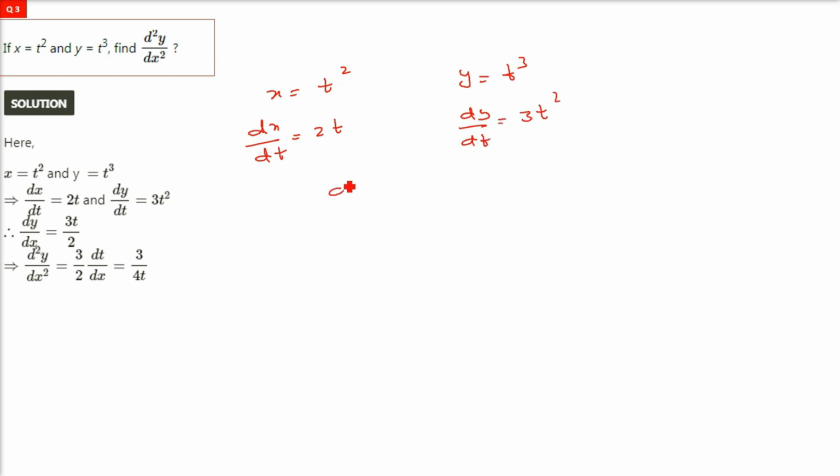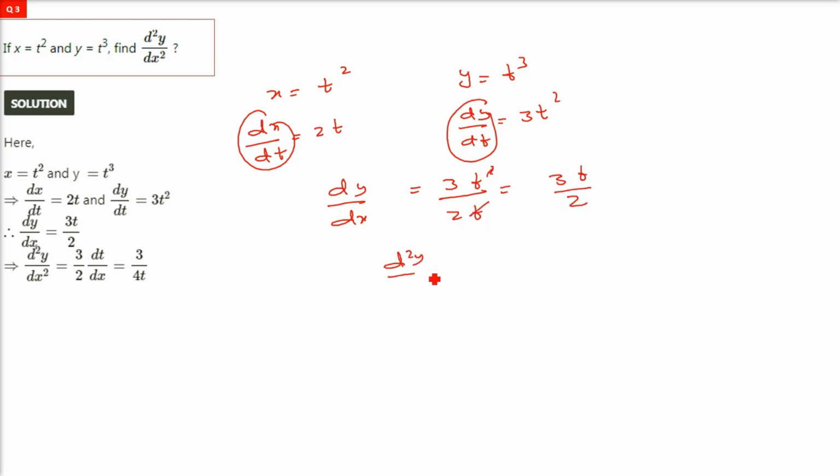Now dy by dt divided by dx by dt is equal to dy by dx. You have to find out dy by dx first. So 3t square divided by 2t. What are you going to get? 1t will cancel, 3t by 2. This is dy by dx. Now d2y by dx2 will be equal to 3 by 2 and differentiation of t will be dt by dx. See, dx by dt is 2t, but we have to put the value of dt by dx. So you have to write this 2t in the denominator. So you get 3 by 4t.